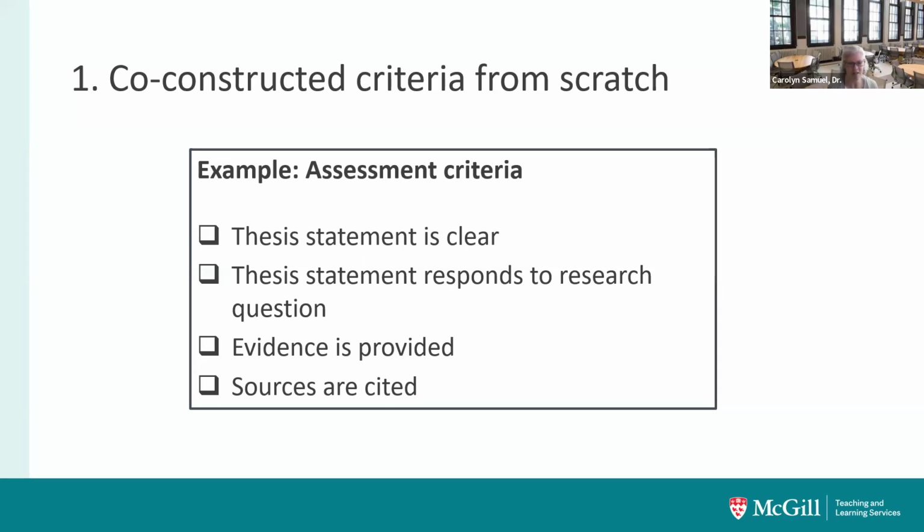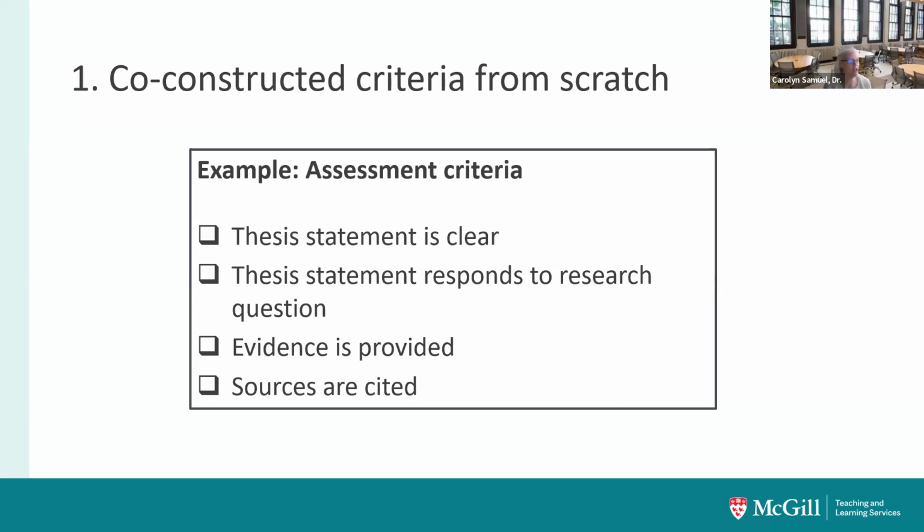Okay, doesn't seem complicated, but you know what? That's really open to interpretation. What I think is clear might not be what students think is clear. A thesis statement responds to research question. Okay, that I feel more comfortable with, but evidence is provided. What I think is evidence might not be what students perceive as evidence. And sources cited, I might be thinking primary sources, and students might be thinking I'll cite Wikipedia, which could be okay in some cases, but maybe it's just not what I was expecting. So these criteria are open to interpretation.